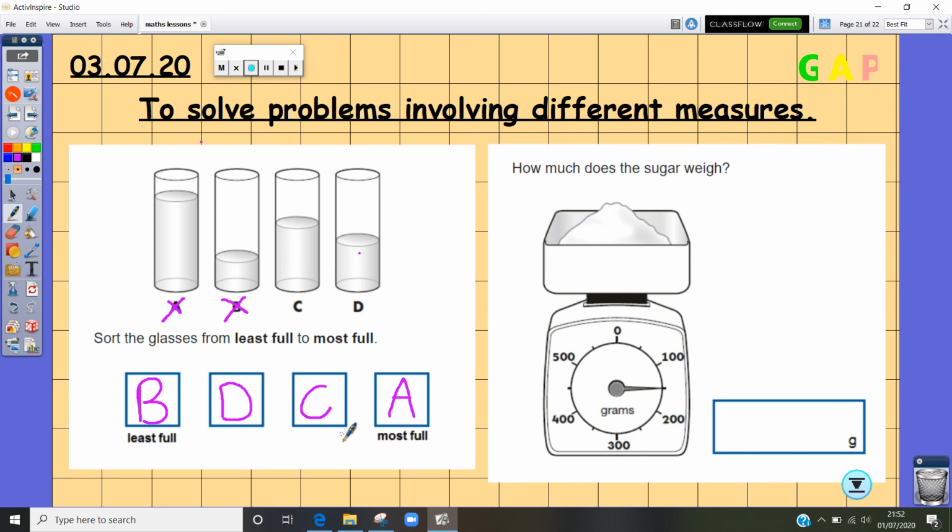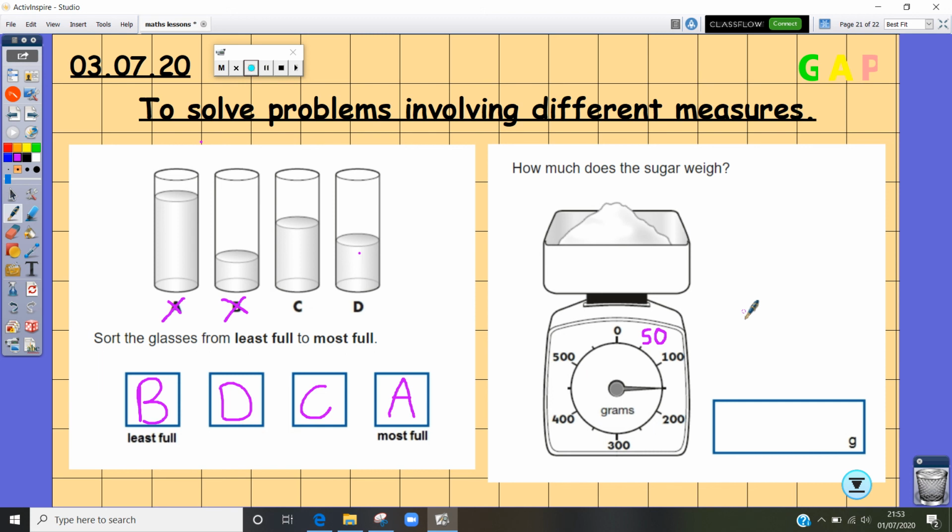Excellent. And then, how much does the sugar weigh? So we've been measuring in grams this week and looking at using scales. So we're going to see if we can work out what this sugar weighs. Now, this scale has got some missing information. So my scale goes from 0 to 100 with a dash right in the middle there. What number do we know is right in the middle of 0 and 100? If you said that it is 50, then you would be absolutely right. It's 50 grams. Well done.